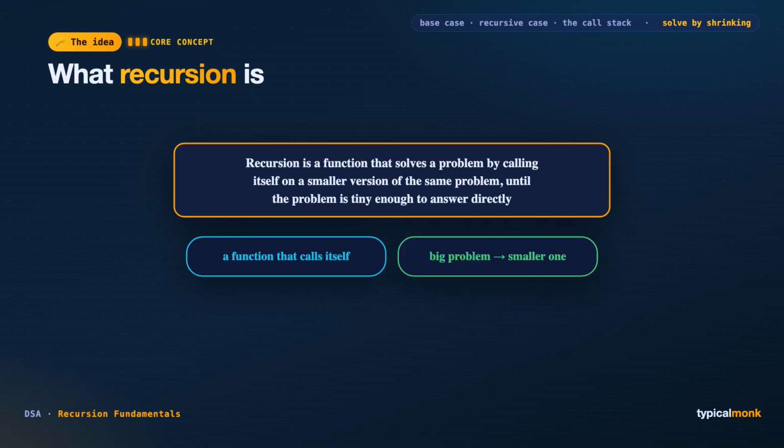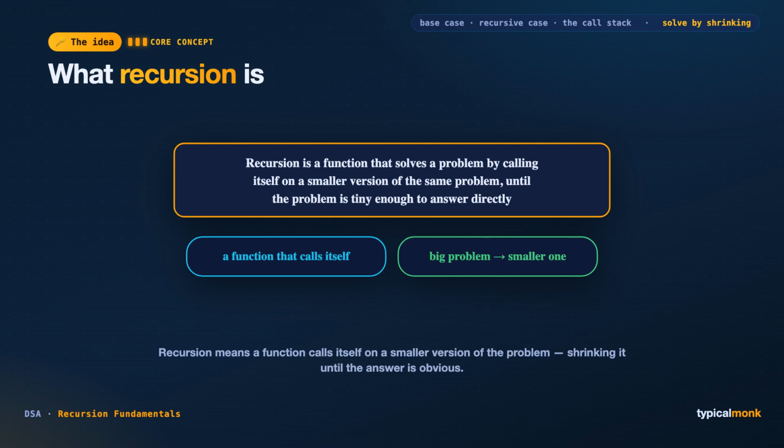The mental shift is to stop trying to trace the whole thing at once. You do not need to picture every level in your head. You just need to trust two things: that the problem is getting smaller each time, and that eventually it gets small enough to answer directly. So, the takeaway: recursion means a function calls itself on a smaller version of the problem, shrinking it each time until the answer becomes obvious. Hold the nesting dolls picture, and the rest follows.